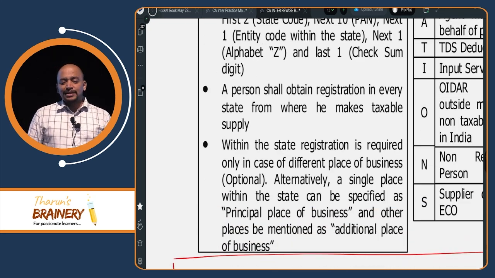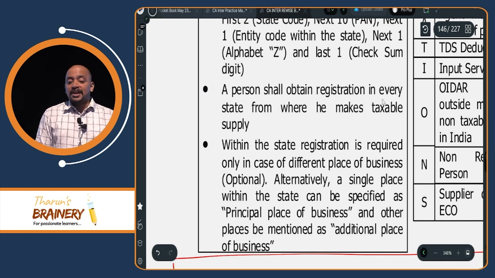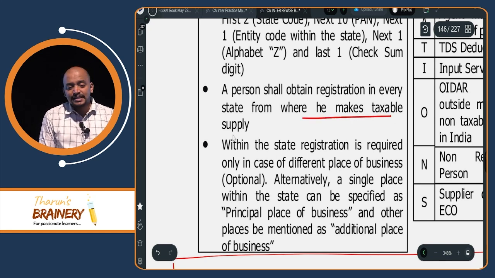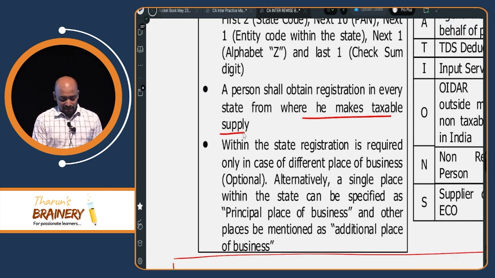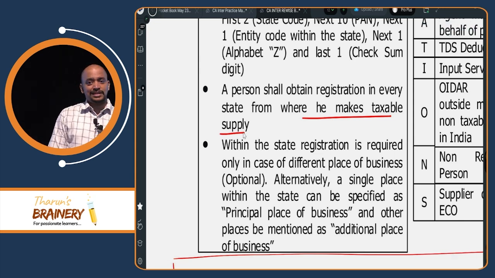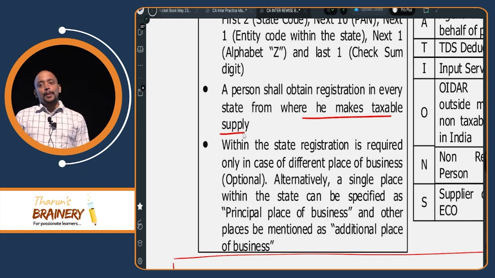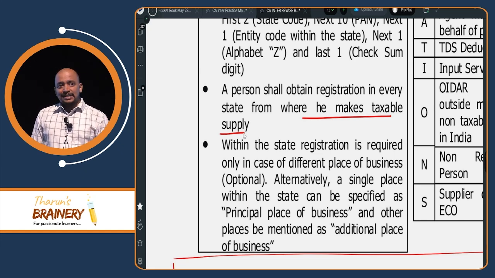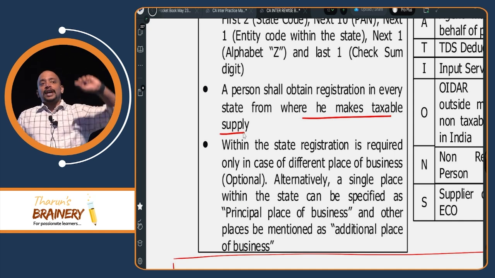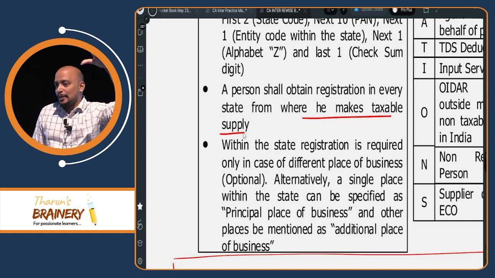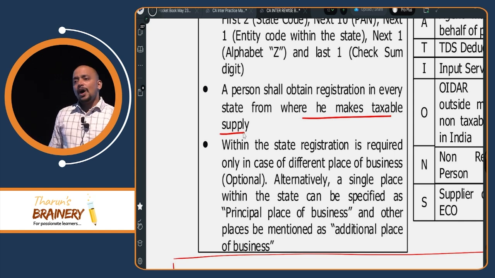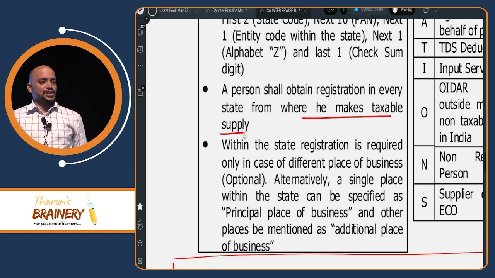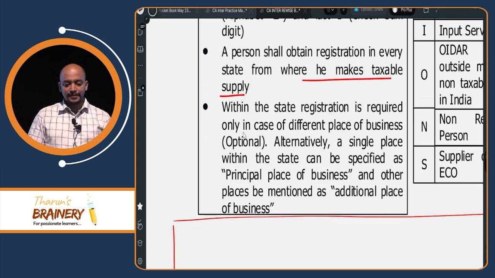And a person should obtain registration in every state from where he makes taxable supply. But within the state, is registration required if you have multiple places of business? Within the state, optional. Either you can go for single registration by showing one place as your principal place of business and other place as your additional place of business. Correct? Or you can go for separate registration with respect to each place of business.